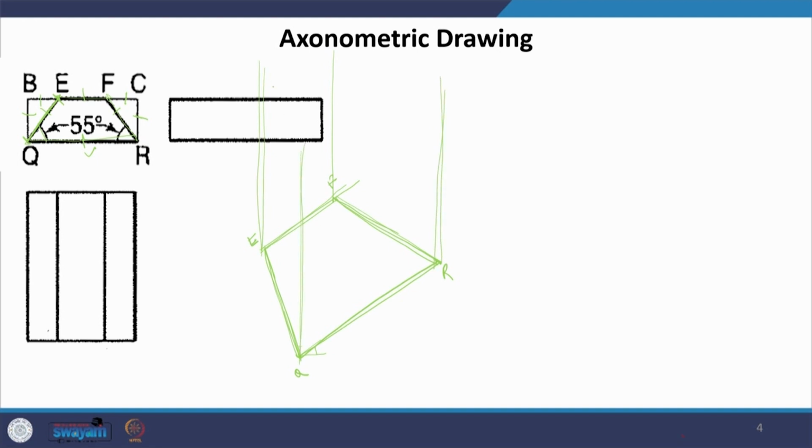Whatever the height is, you can then take them. Now, suppose it was inclined, which is what we will see in sections. All we have to do in that case is measure the heights, whatever the respective heights are, and then we can join.